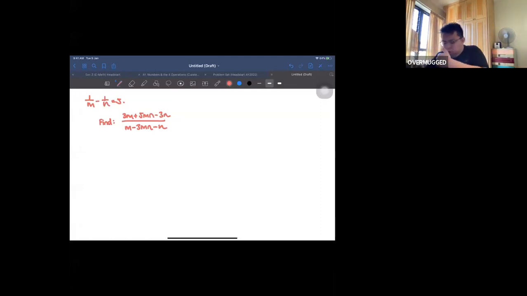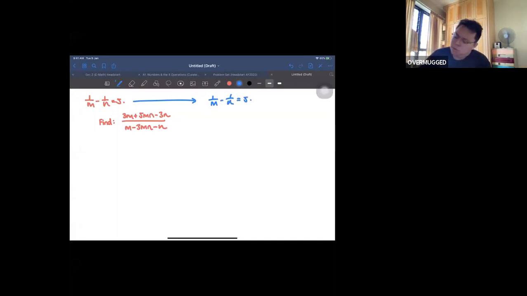It's a bit weird that you're given literally one equation with 2 unknowns and you need to find an expression and the number. So this is where you need to put on your thinking cap and think about how you solve this. Usually, if they give you an equation with a numerical value, you should always start from there. So let's start from here: 1 over m minus 1 over n equals 5.